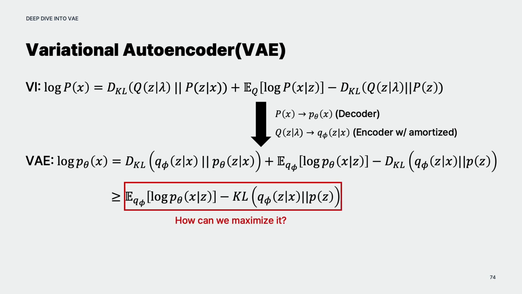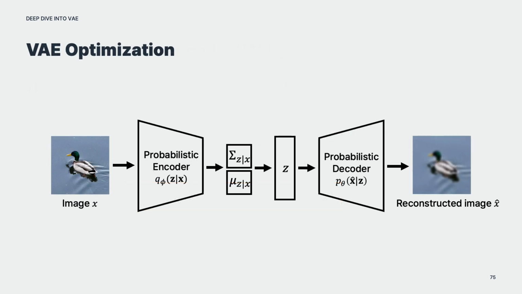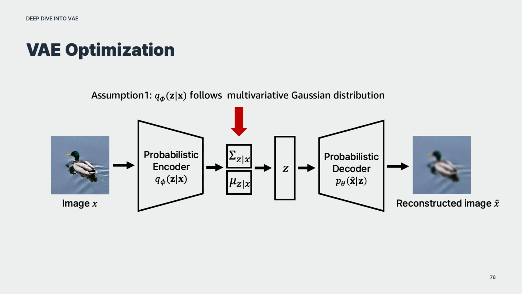So then, how do we actually optimize the ELBO in practice? We begin by making two key assumptions. First, we assume that the output of the encoder follows a multivariate Gaussian distribution. This assumption is deeply embedded in the architecture of the VAE itself. Specifically, the encoder is designed to output the mean mu and standard deviation sigma, which define the parameters of the approximate posterior Q of z given x.